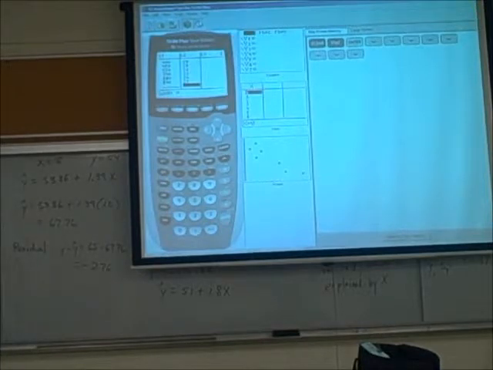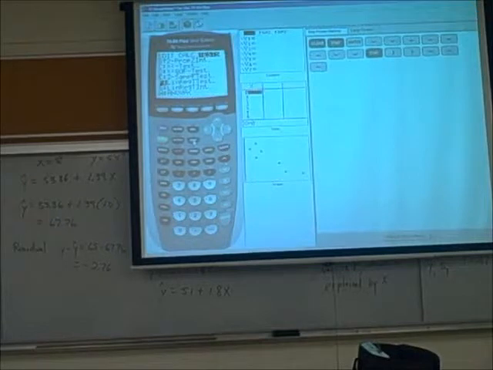Okay, first you push the stat button. Then you go over to test. And then you go down to LinRegTTest. Or you can scroll up and come around the bottom, which is a little quicker, so that's the way I used to go. Press enter when LinRegTTest is highlighted.